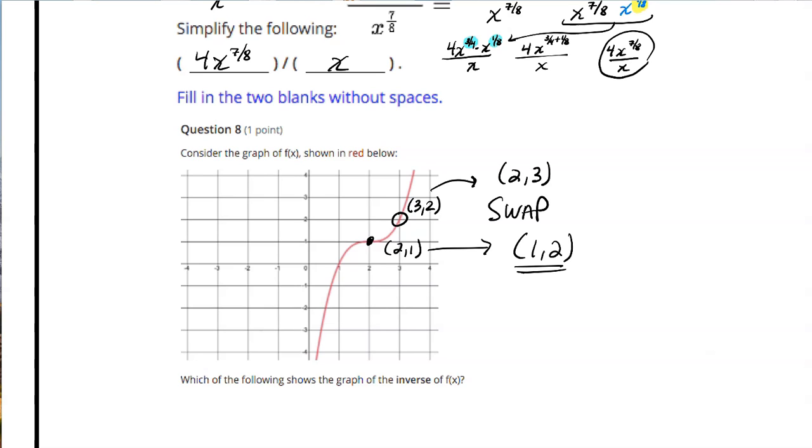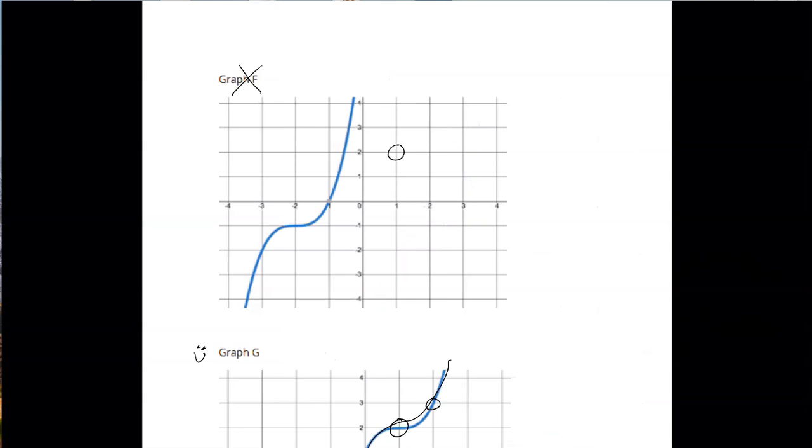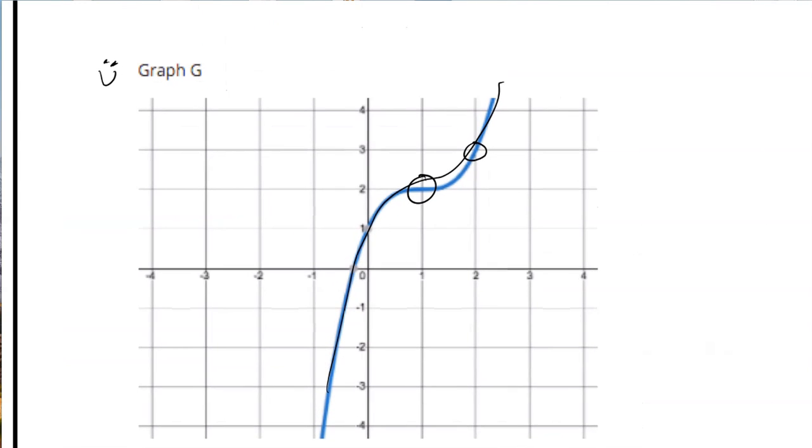So if this graph has, let's see, what's another good point to try? How about, maybe we'll pick a weird one and see if that helps. How about this one? That's about 1/2, -3. If we swap those, -3, 1/2. Is that on both graphs?